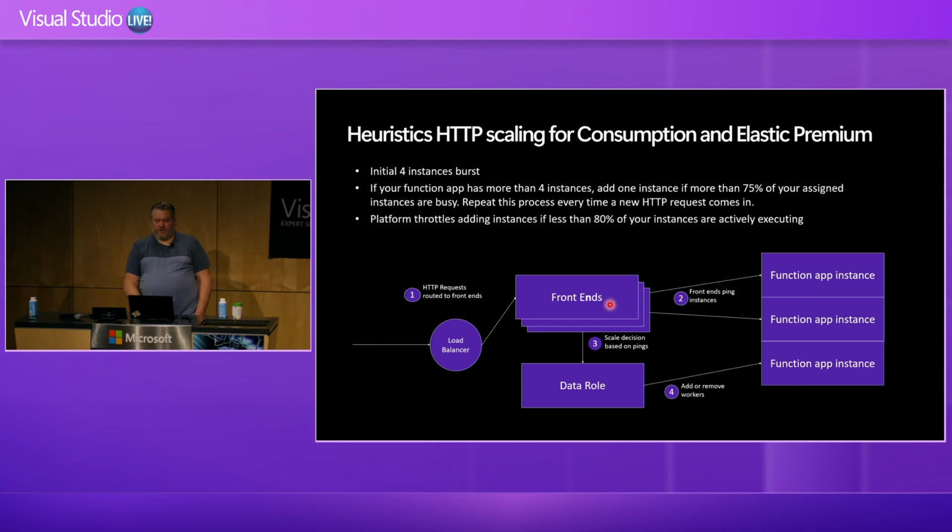And then it talks to the rest of the platform. We have another platform component called Data Role. This is the one that actually decides if it can give more instances to the app based on capacity and everything else in the region. So it will scale out that app if the front ends tell it to scale out. So that's how it currently happens in Elastic Premium.